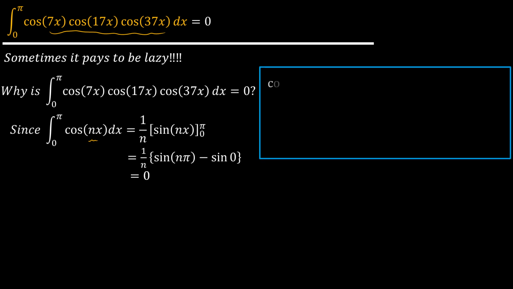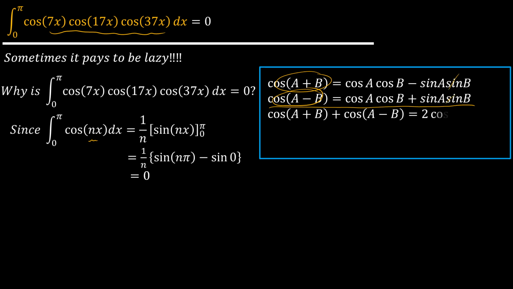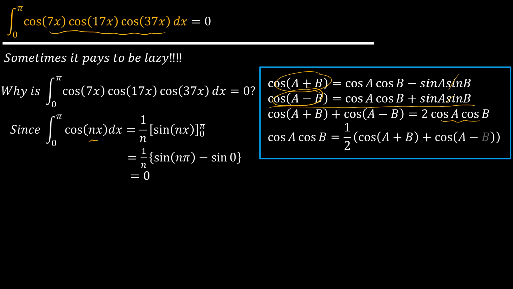It is very important to see that cosine(A plus B) is the same as cosine A cosine B minus sine A sine B, and cosine(A minus B) is the same as cosine A cosine B plus sine A sine B. If you add these two, the sine terms cancel, and you have 2 cosine A cosine B. Making cosine A cosine B the subject, cosine A cosine B is equal to a half of cosine(A plus B) plus cosine(A minus B).